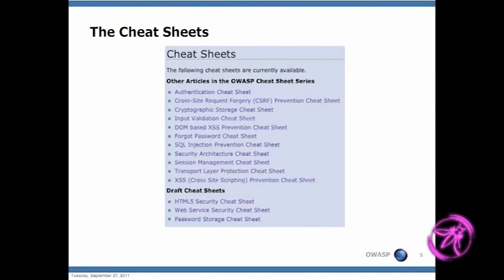And that's the value in these things, as we go through and step through all the different ideas and really lay out these are the things you should be thinking about, and the best way to nail that home. There are also 3 other draft cheat sheets. A cheat sheet's coming out on HTML5, web service security, and password storage. I haven't contributed to the password storage one, but I definitely have a few comments. Something to think about.